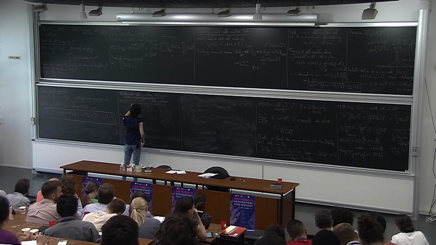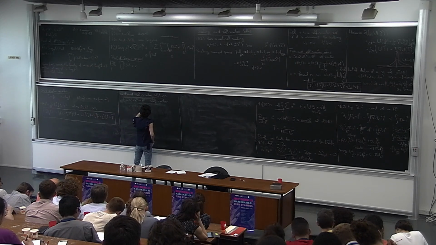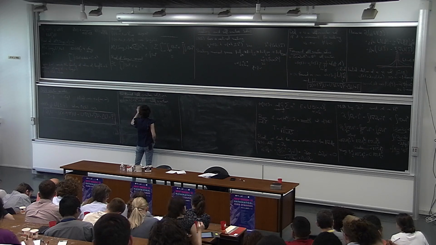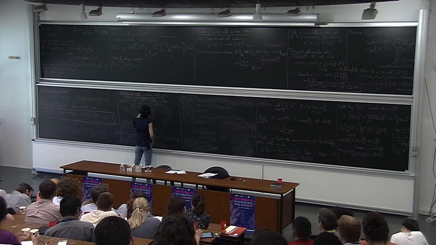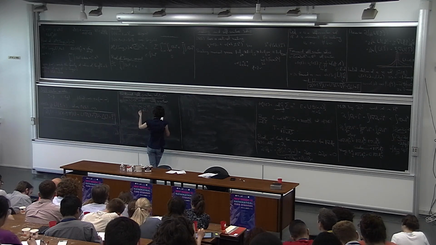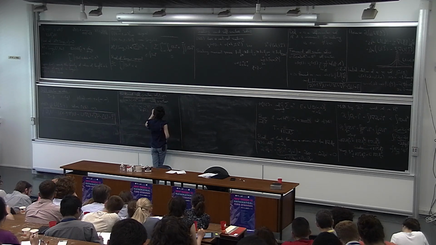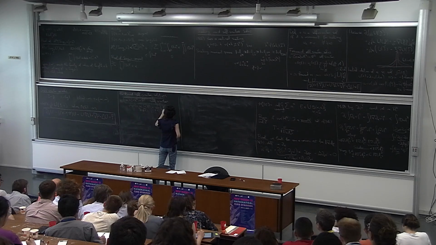Okay, so let me redo it. u of x,t is equal to u lambda of x,t. This is for any lambda. I choose lambda equal square root of minus t. And I get that this is equal to 1 over square root of minus t, u of x over square root of minus t.